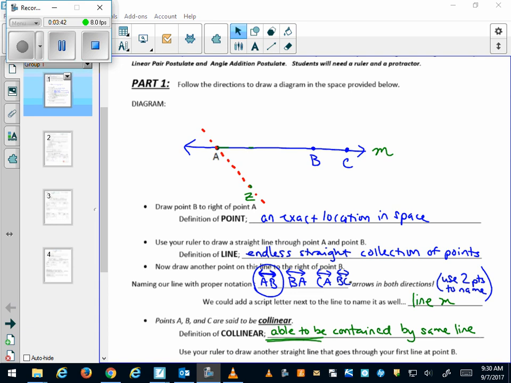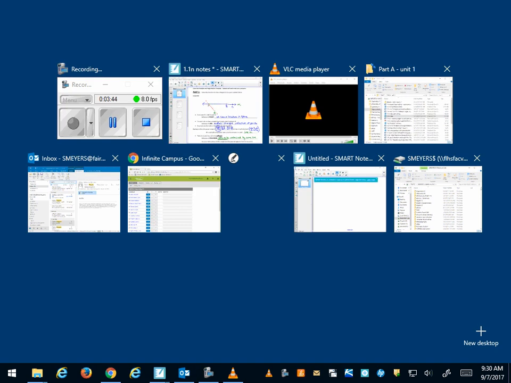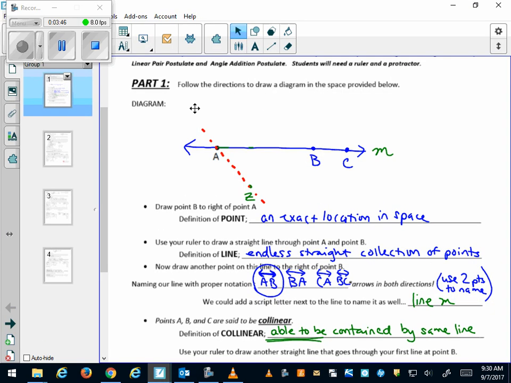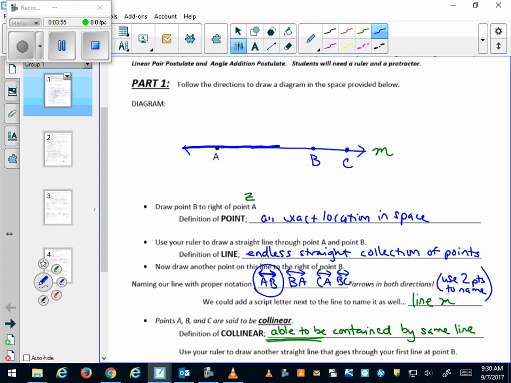Trying to move my... Oh, no. Okay, well, gotta erase that. Sorry about that. There we go.